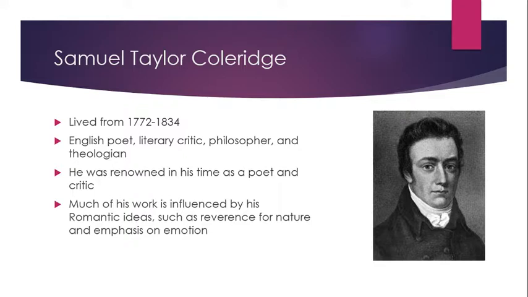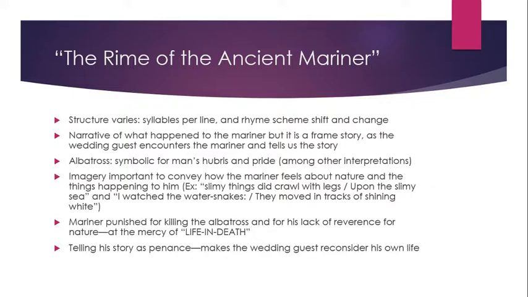And a lot of his work is really influenced by ideas of the time, the literary trends being the Romantic period and British Romantic periods, which happened before the American Romantic period. So some of the things that influence his writing and his ideals are reverence for nature, and an emphasis on emotion and the emotional quality of writing. These are things that we can see in the Rime of the Ancient Mariner.